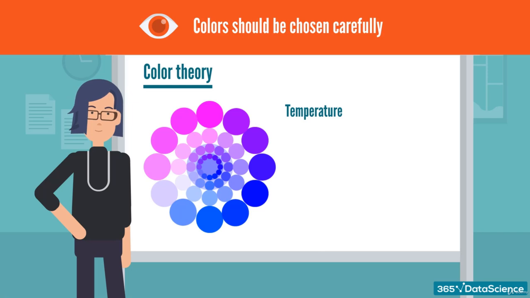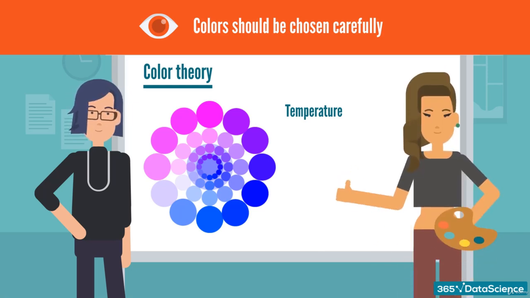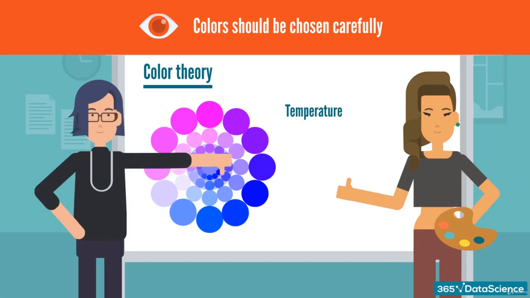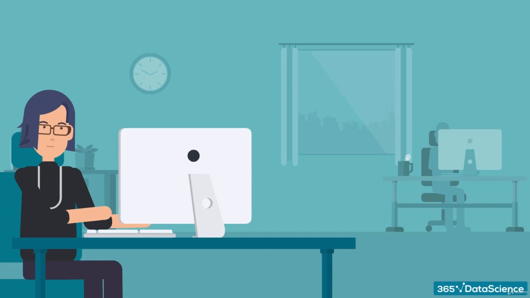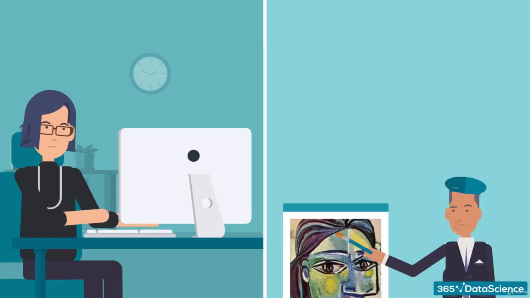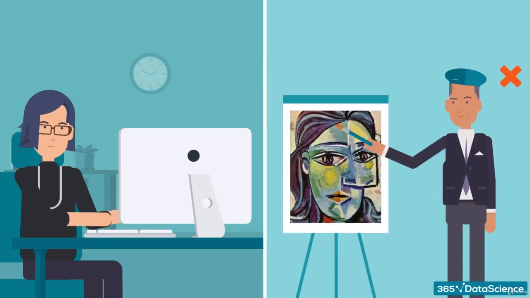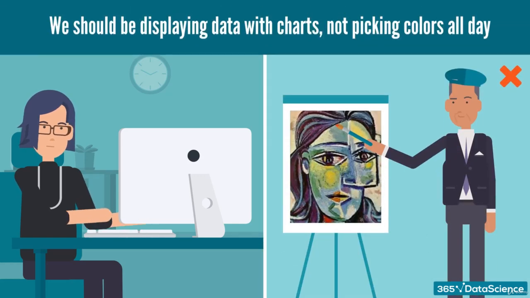But let's stop here. All of these color theory fundamentals are crucial for an artist or a designer, not for a data person. And here's the problem. First, if we create graphs and charts for a living, we are not designers. We could be artists of sorts, but generally, let's face it, we are no Picassos. We should be displaying data with charts, not picking colors all day.